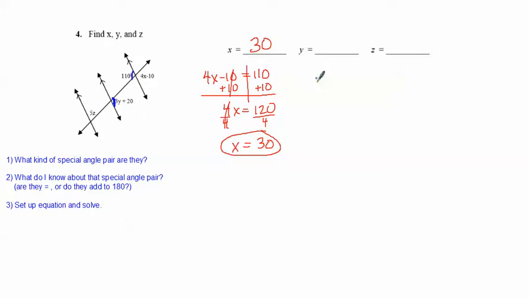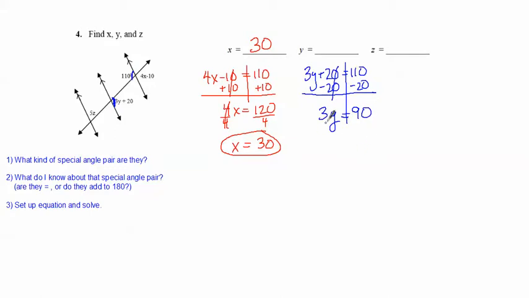So I'm going to set up that equation. 3y plus 20 should equal 110. And I'm going to solve for that. Subtract 20 from both sides here. And then 3y is equal to, now you have 110 minus 20. You get the number 90.